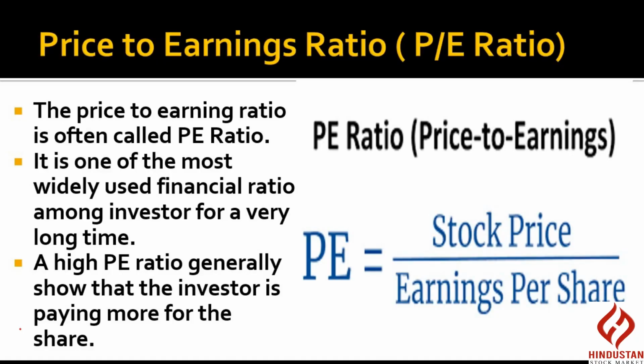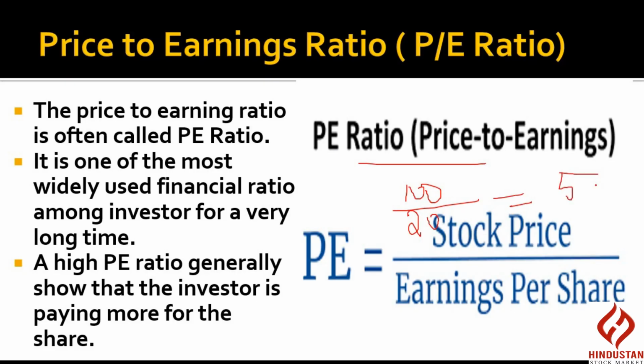Next is the price to earning ratio. The price to earning ratio is often called the PE ratio. It is one of the most widely used financial ratios among investors for a very long time. A high PE ratio generally shows that the investor is paying more for the share. And the PE ratio is calculated by using this formula, that is, PE ratio is equal to stock price divided by earnings per share, that is EPS. For example, a company with the current share price of 100 rupees, right, and EPS of 20 will have a PE ratio of 5, right?